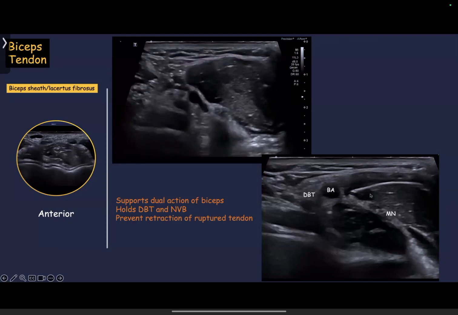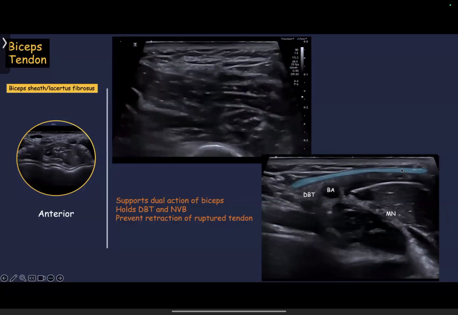Here again is the importance of the lacertus fibrosus: it supports the dual action of the biceps. It holds the distal biceps tendon and the neurovascular structures. And one of the important things is it prevents the retraction of the ruptured tendon.